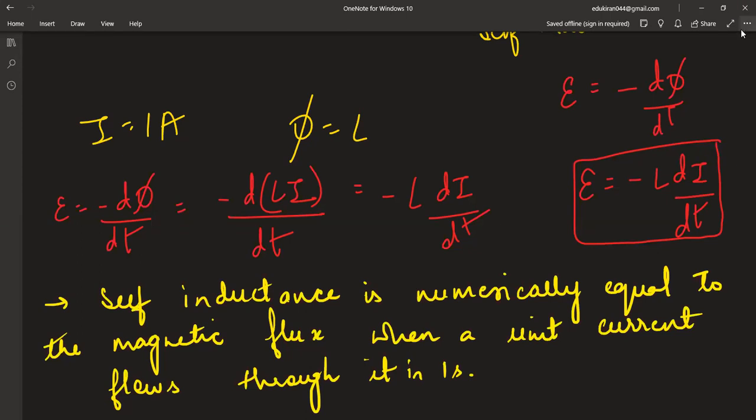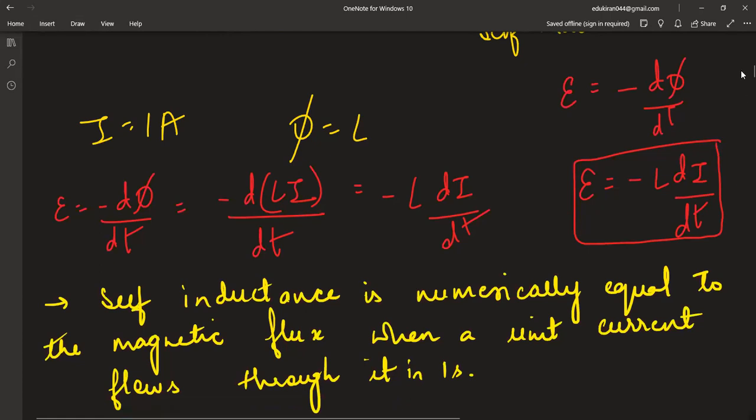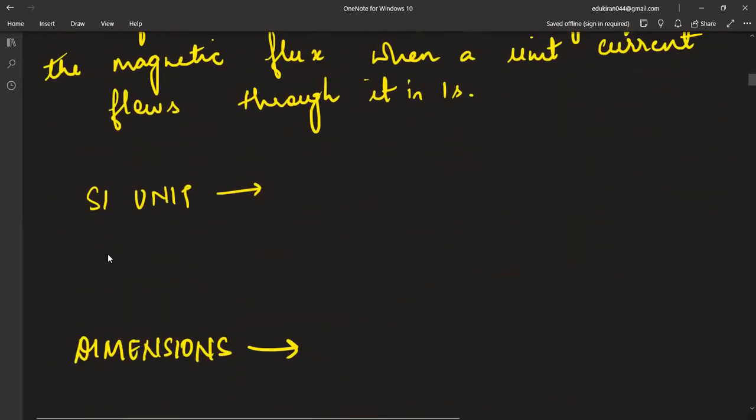Coming to the units, when you talk about the SI unit of it. This is firstly 1 volt because of EMF, and di over dt, so current per second.